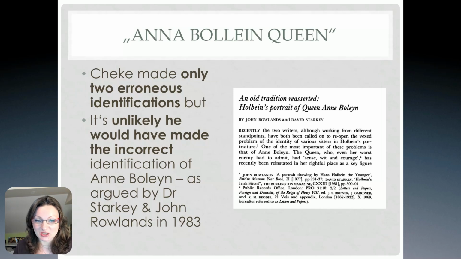However, John Cheke made only two erroneous identifications. And it is highly unlikely that he would have made the incorrect identification of Anne Boleyn, as argued by Dr. Starkey and John Rowlands in 1983 in their very influential paper entitled An Old Tradition Reasserted, Holbein's Portrait of Queen Anne Boleyn.